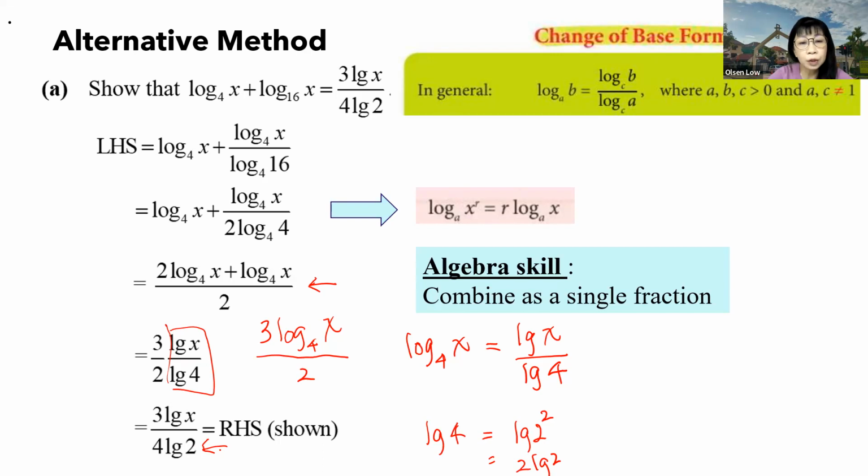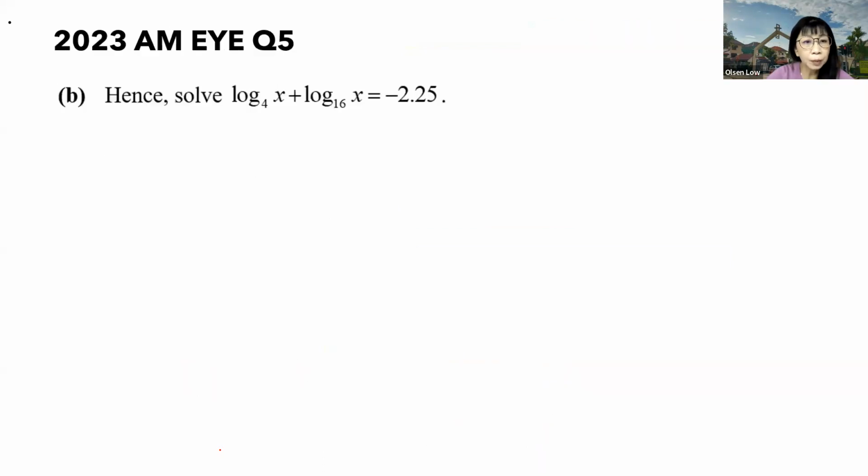So let us move on to part B. Now part B will require us to use part A to solve the equations. How do I know that I have to use part A? It is simply because of the word hence. The word hence is given here. So with this word hence, I know that I need to use part A.